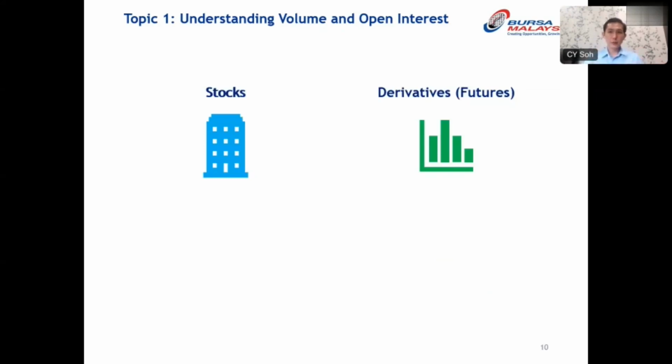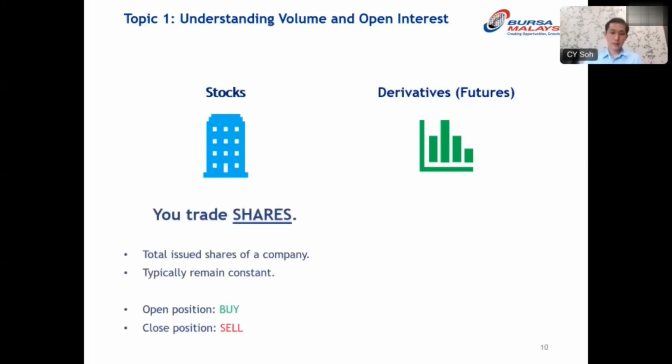I understand a majority of you are coming from stock trading experience, right? Which is why, when it comes to futures trading, there is something a little bit different compared to the stock market. So here you need to be able to differentiate between stocks and futures. The first thing: in the stock market, you trade company shares, right? The total number of issued shares of a company usually remains constant. If the company doesn't issue any rights or new shares, the shares typically remain constant.